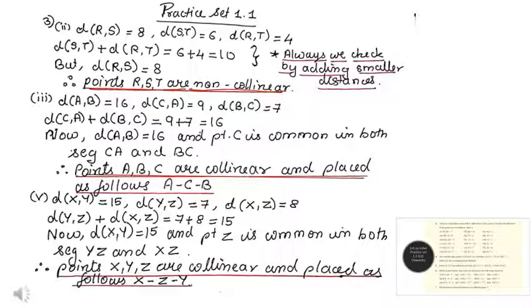Then question 3. Here we have 3 points A, B, C given. Distance AB is 16, CA is 9 and BC is 7. Now again we compare by adding the smaller distances. So here we have the smaller distances, that is 7 and 9. So CA plus BC gives 7 plus 9, which is 16. Now we compare it with the larger distance, that is AB.